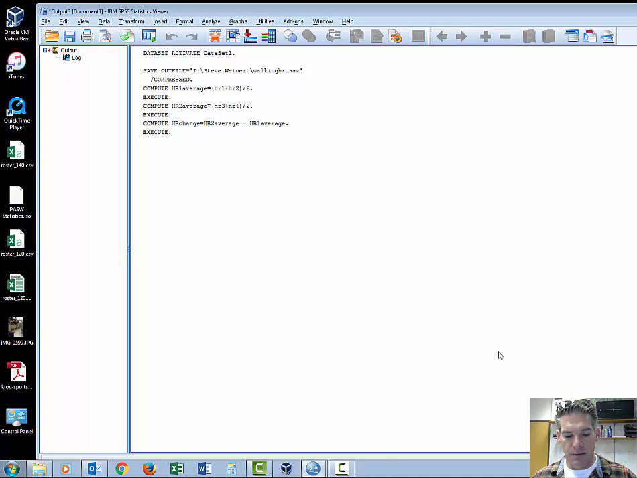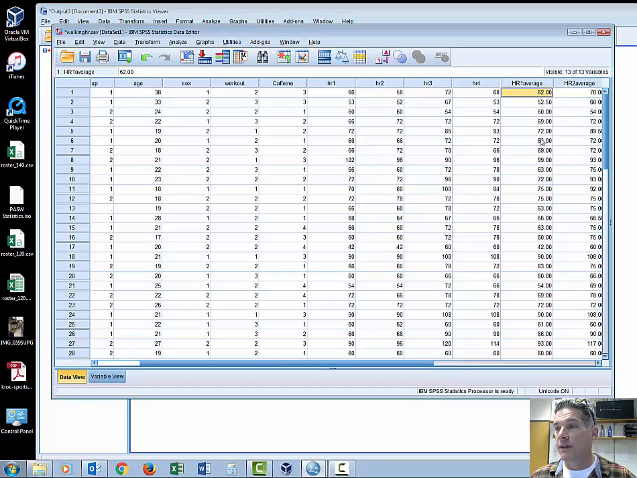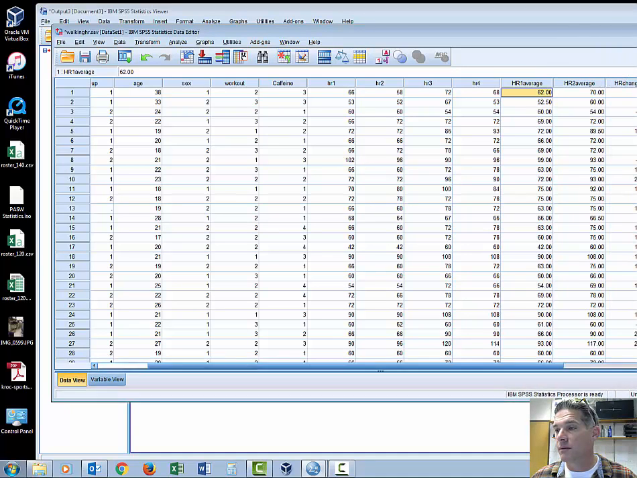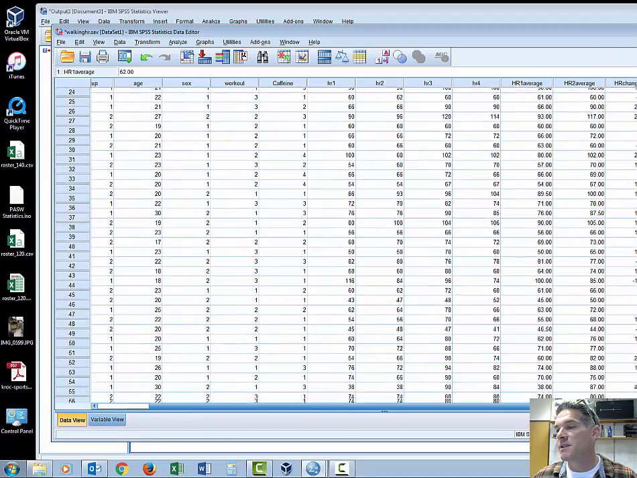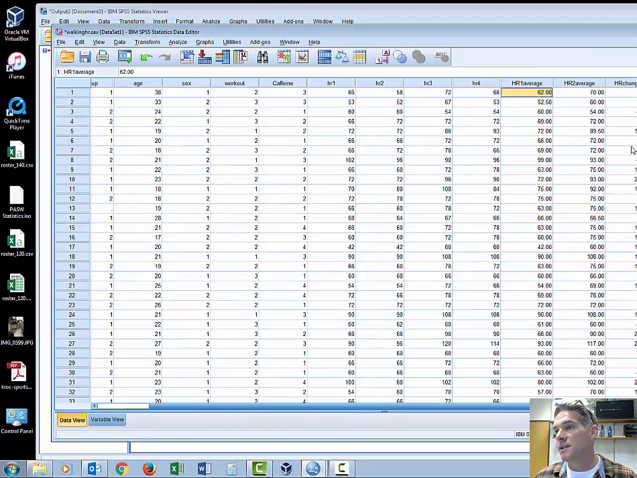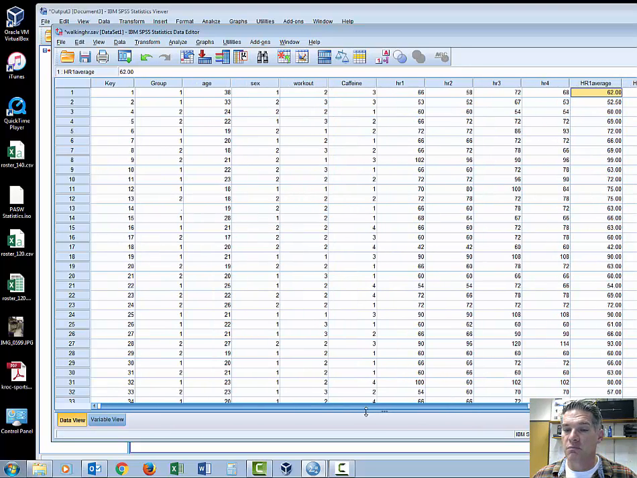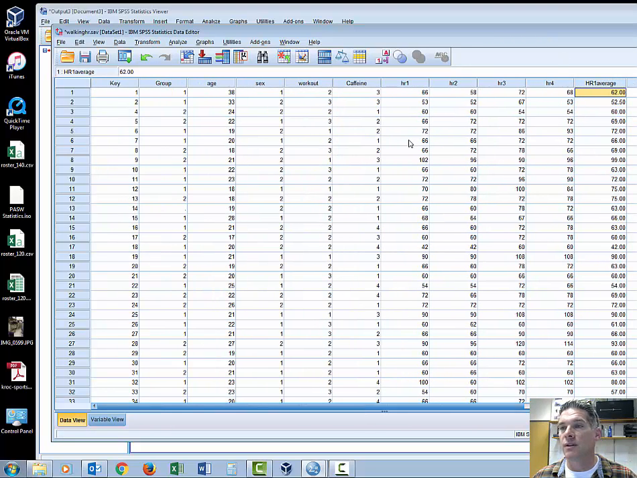So far so good. Now that I have my calculated variables, there they are, this number represents the amount of change that the heart rate has gone through. You could also calculate other change variables if you want to, but not necessarily a big difference.